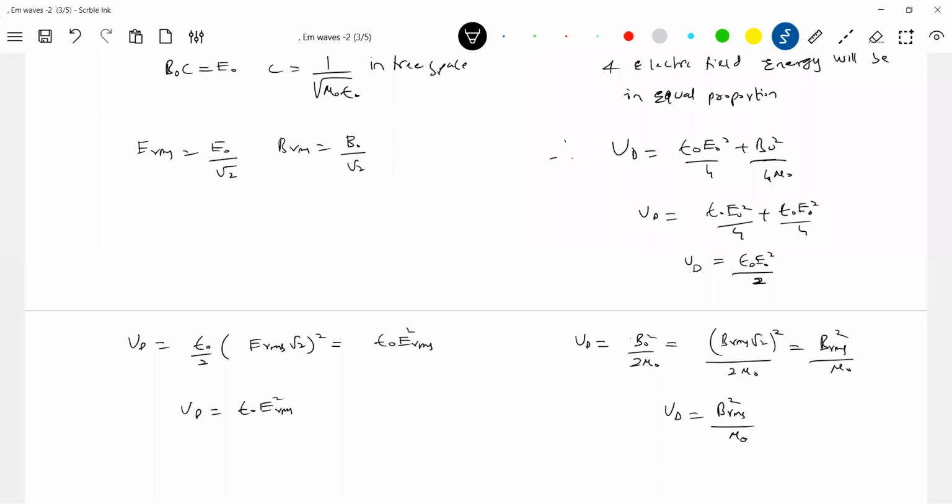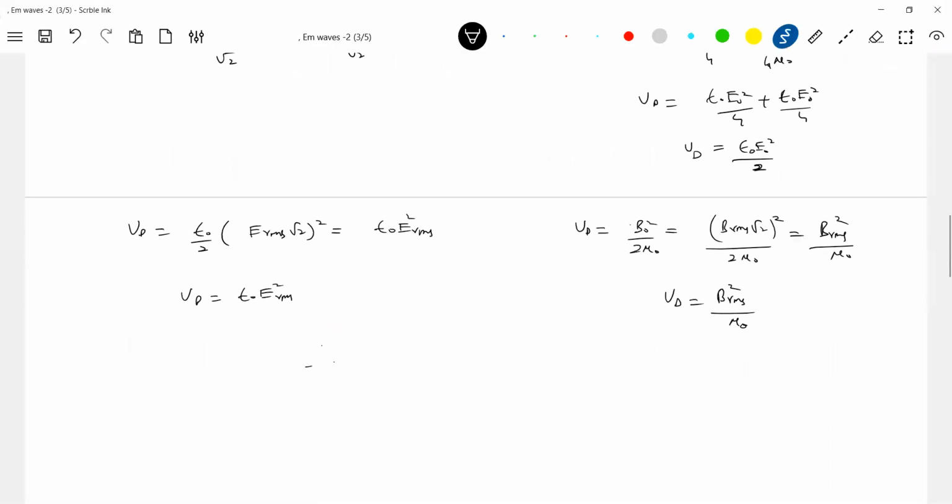That's why in most books, some books didn't even bother to express energy density in terms of B. Nothing wrong, because keeping practical things in mind, this is preferred. So they express only in terms of this. Okay, I agree. So the energy density you can express in either this or this. So we'll put it therefore. Okay, this is about energy density.